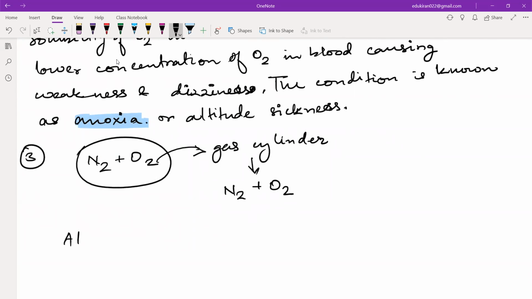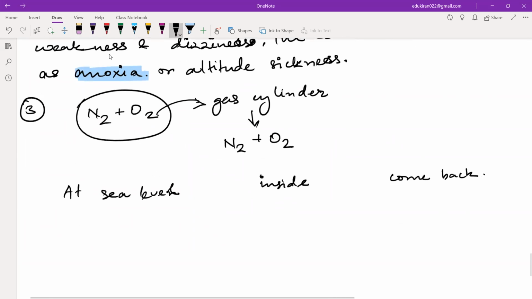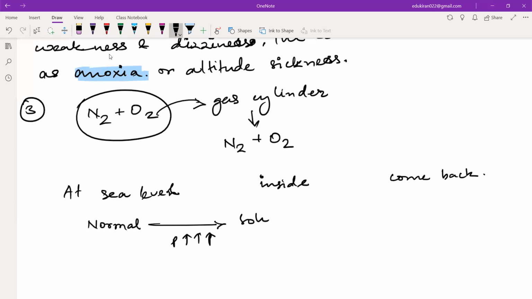So at sea, पहले आप sea level पे रहिएगा. At sea level, then you will be inside the sea, and then again आपको बाहर भी तो आना. Then you will be coming back, right? 3 प्रोसेस है यहाँ पे. So while you are having that cylinder at sea level, it is fine, normal. But as you are moving inside the sea, what is happening? The pressure is increasing, and as the pressure increases, what happens? Solubility of N2 increases. ठीक है, because pressure is increasing, even though at 1 atm pressure it was not soluble, but if I increase the pressure, it is getting soluble.